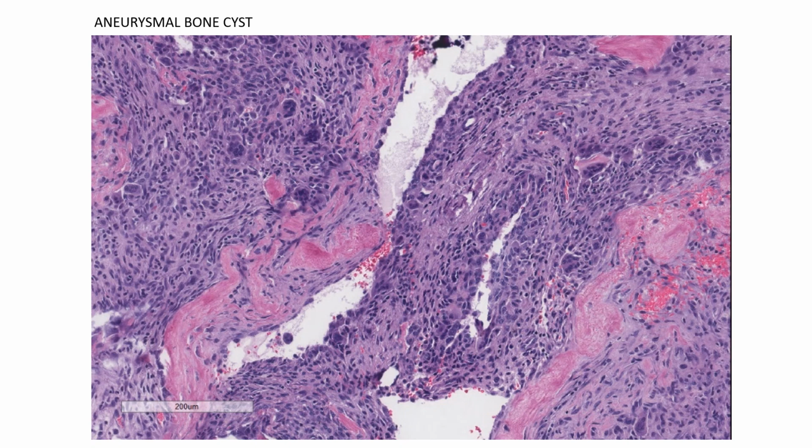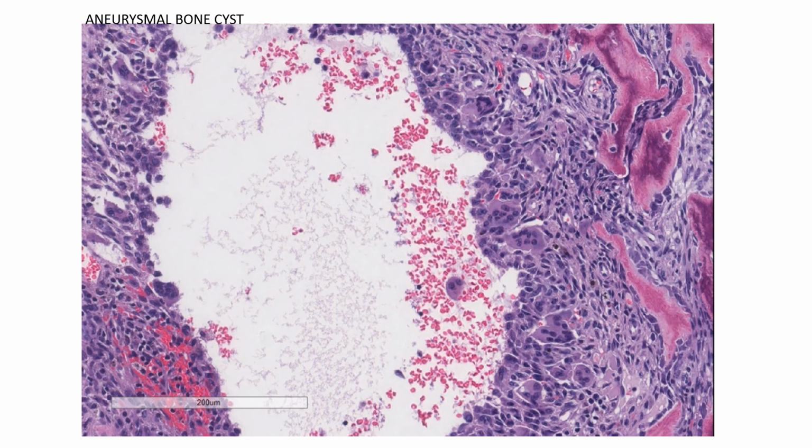This H&E slide shows aneurysmal bone cyst composed of cystic spaces separated by fibrous septa composed of dense proliferation of bland fibroblastic cells with scattered multinucleated osteoclast-like giant cells. This H&E slide shows a pseudocystic space with fibrous septa composed of dense proliferation of bland fibroblasts with scattered multinucleated osteoclast-type giant cells and reactive woven bone ringed by osteoblasts.